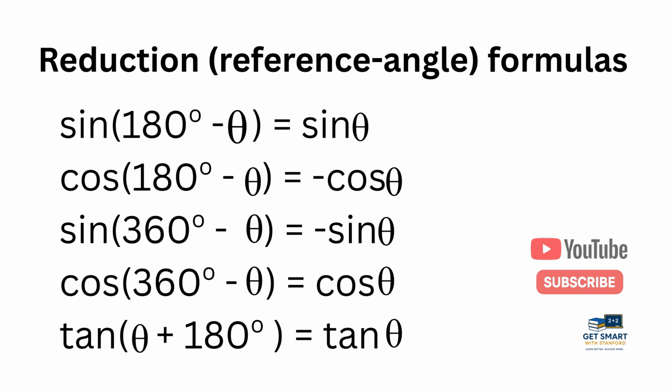Co-function identities are relationships between pairs of trigonometric functions whose angles add up to 90 degrees. These are acute angles. They come from right angles. If one acute angle is theta, then the other is 90 degrees minus theta. Let us not forget to say degrees because it is.